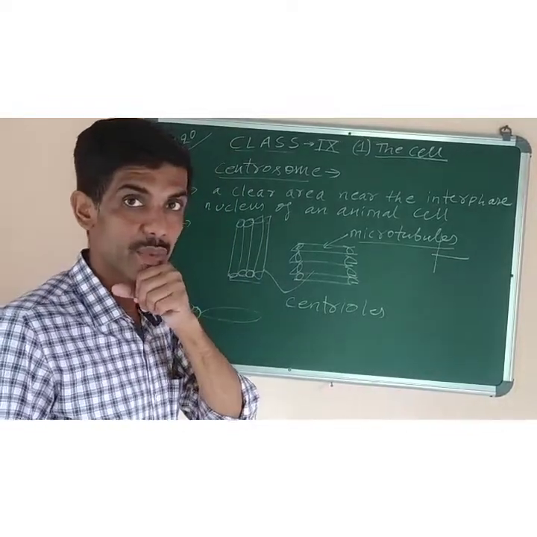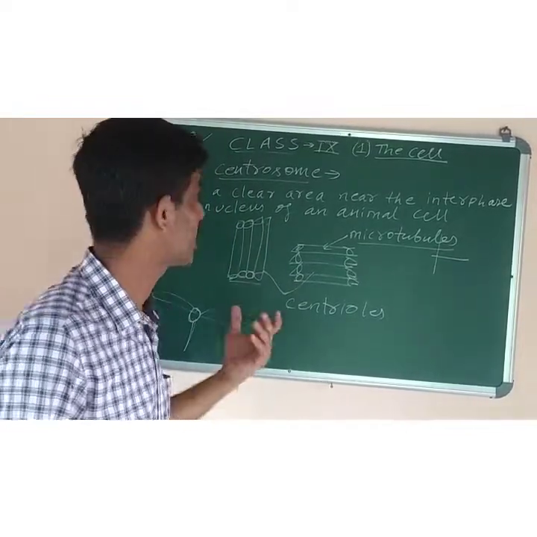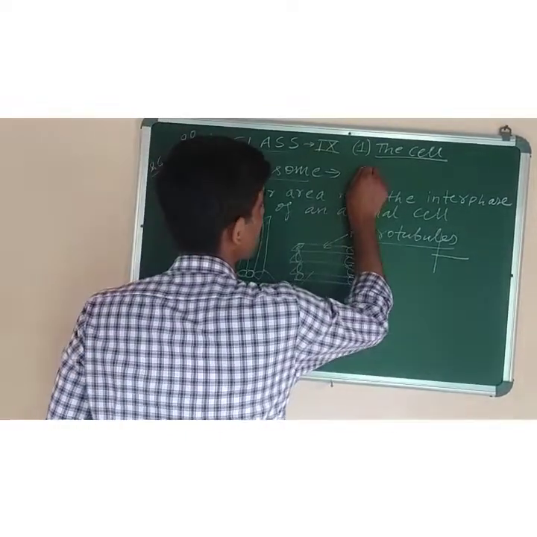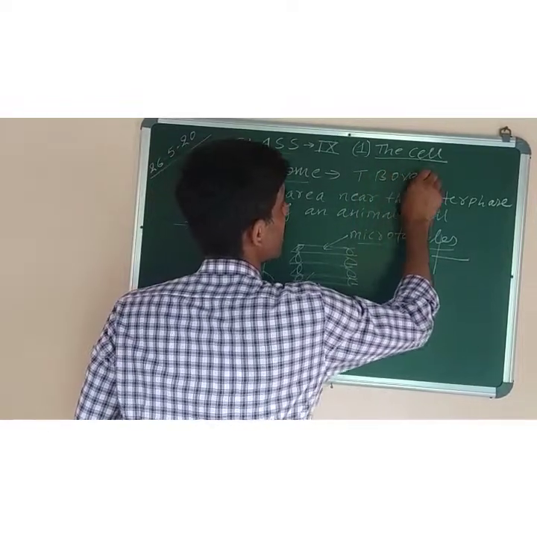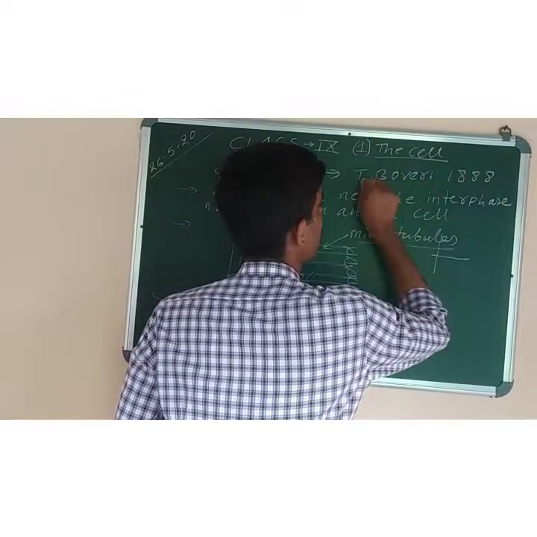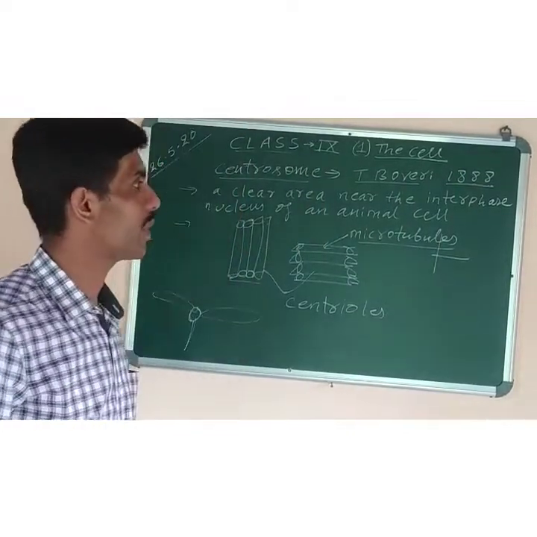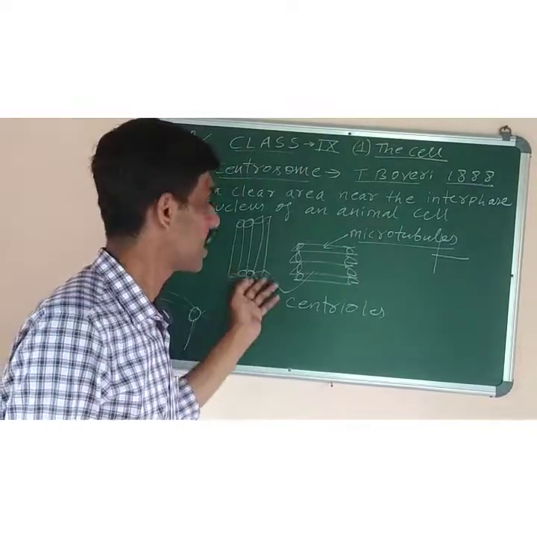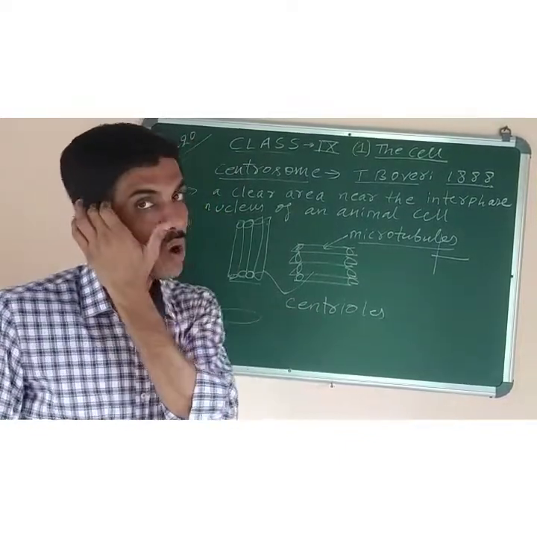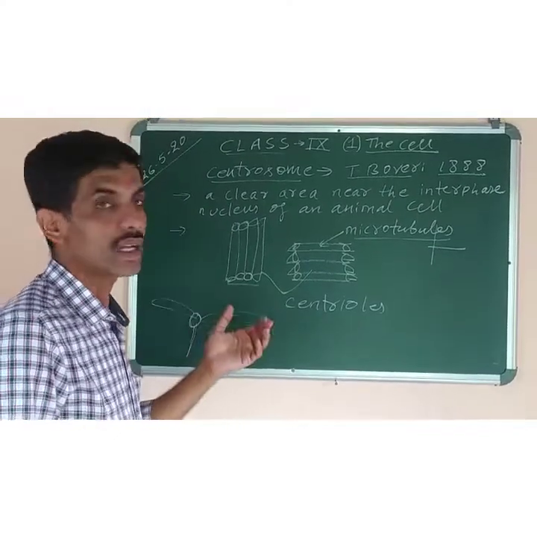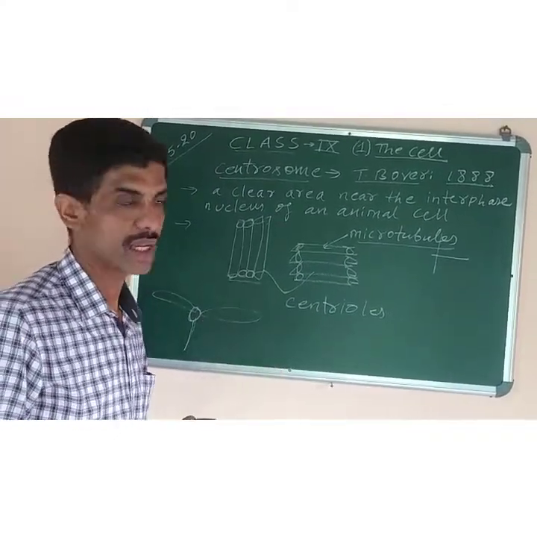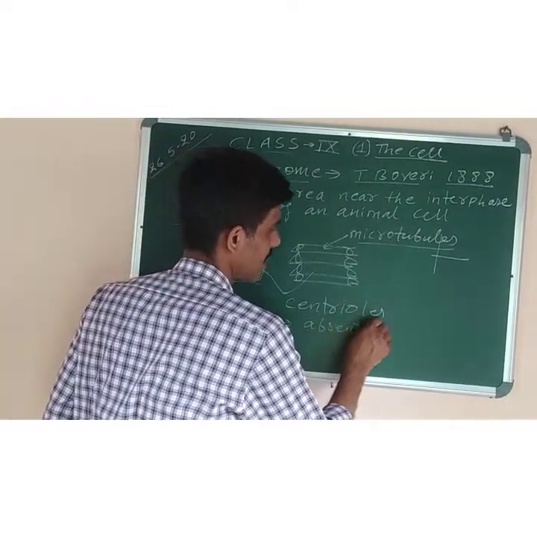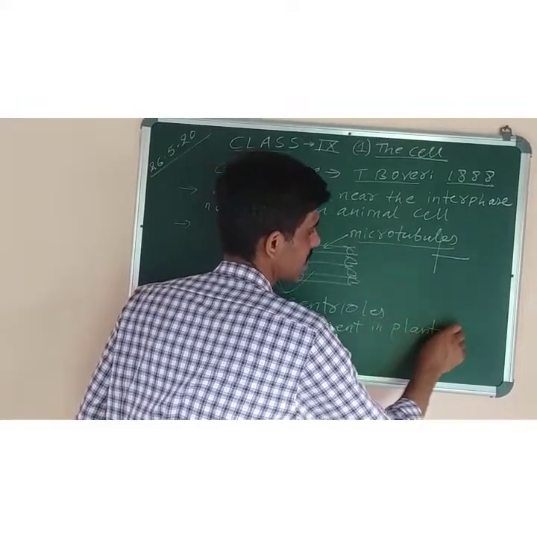So what is centrosome? What is the function of centrosome? What is it made up of? Where is it found? Everything I said. Who discovered it? One scientist named T. Boveri in 1888. T. Boveri in 1888, the name of the scientist who discovered centrosome. What is it? It is membraneless, there is no membrane around it, so a membraneless cytoplasmic organelle which is present near the nucleus of animal cells. It is absent in plant cells. In plant cells it is not found, okay?